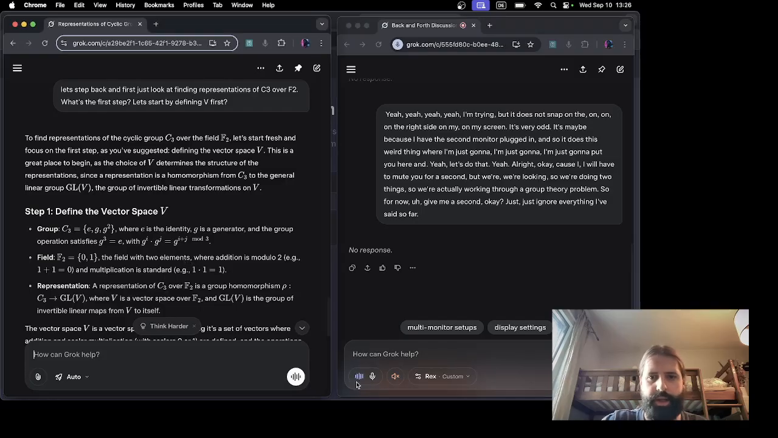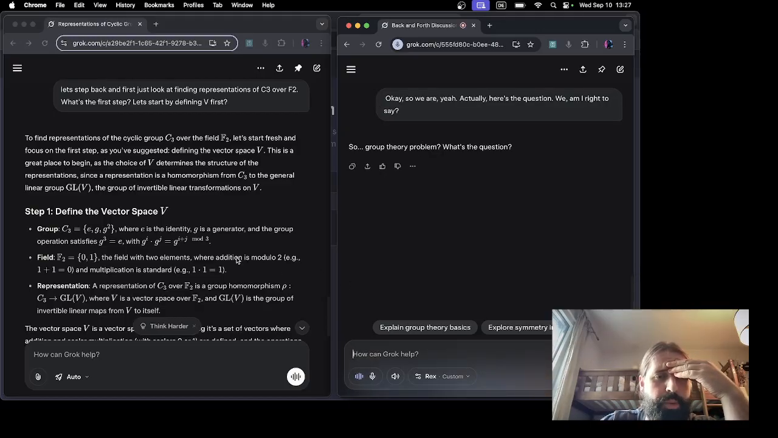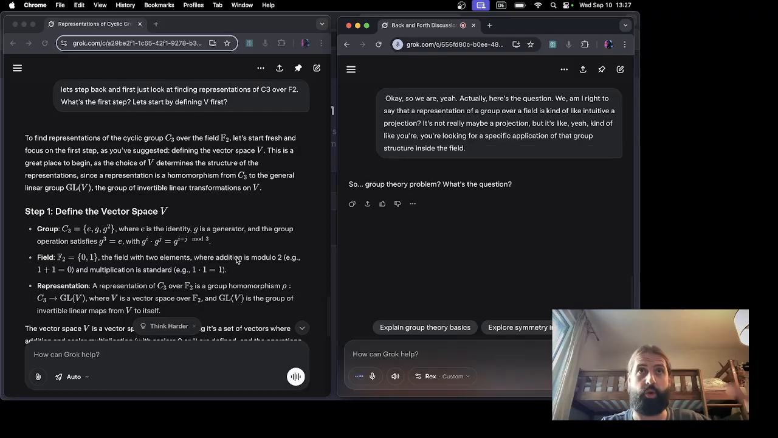Okay. Actually, here's the question. Am I right to say that a representation of a group over a field is intuitively a kind of projection? Maybe not really a projection, but you're looking for a specific application of that group structure inside the field, or a vector space over that field. Is that correct?